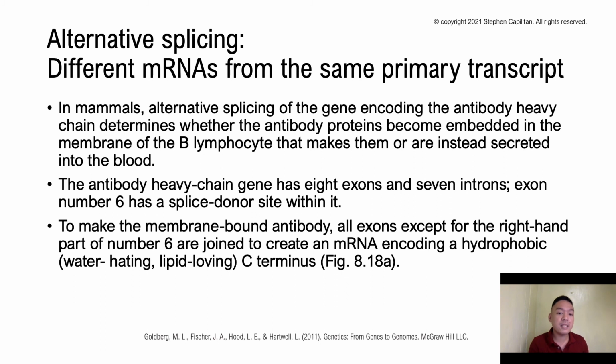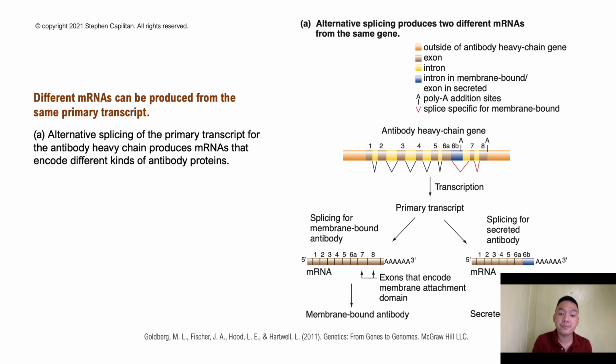This antibody heavy chain gene has 8 exons and 7 introns. Exon number 6 has a splice donor within it. To make the membrane bound antibody, all exons except for the right hand part of exon 6 are joined to create an mRNA encoding a hydrophobic C terminus. So let's check how it is being done.